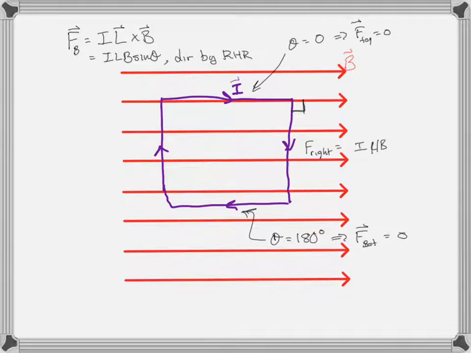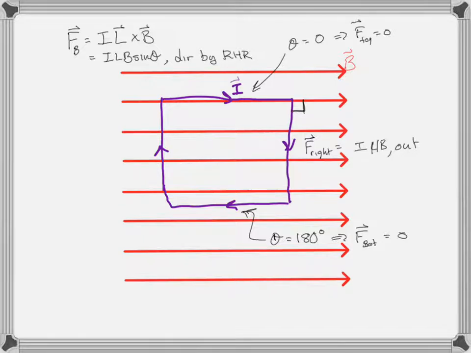What's the direction of the force on this one? Put your fingers in the direction of I, rotate them towards B, and now your thumb points out of the board, so this is going to be out of the screen. So the force is going to be out of the screen. It's going to push it towards you.